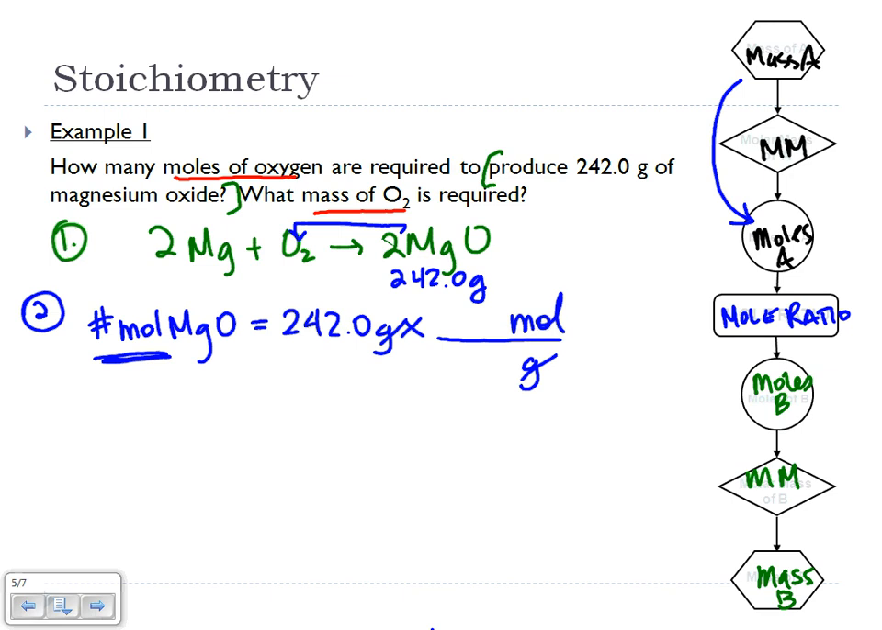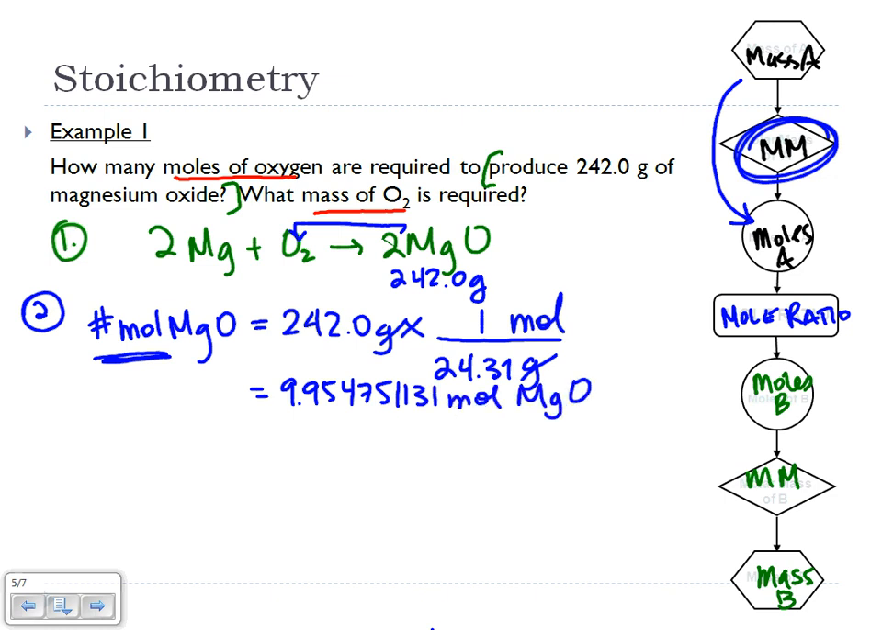So what numbers go here? This is the molar mass. So I put 1 mole divided by 24.31. When I punch that into my calculator, I get 9.954751131 moles, and that's moles of MgO.